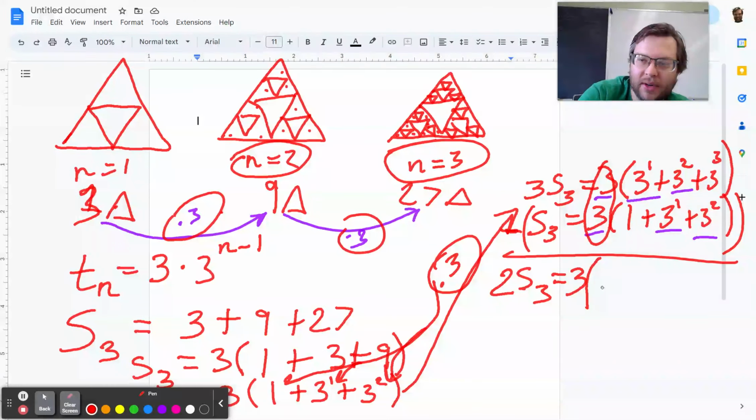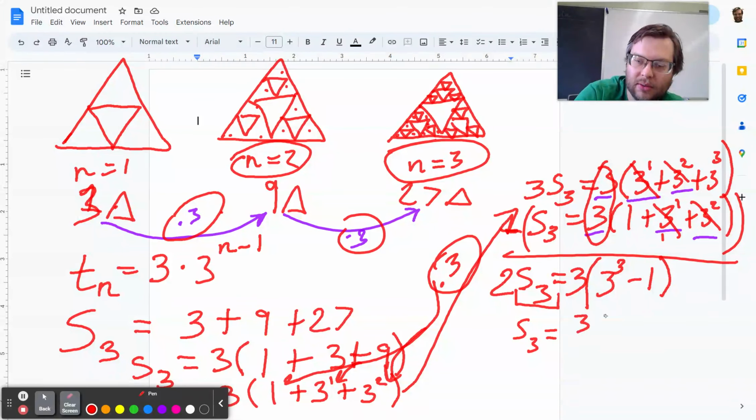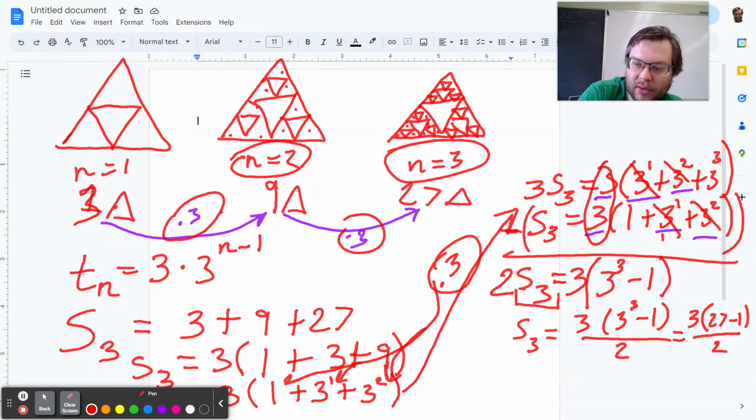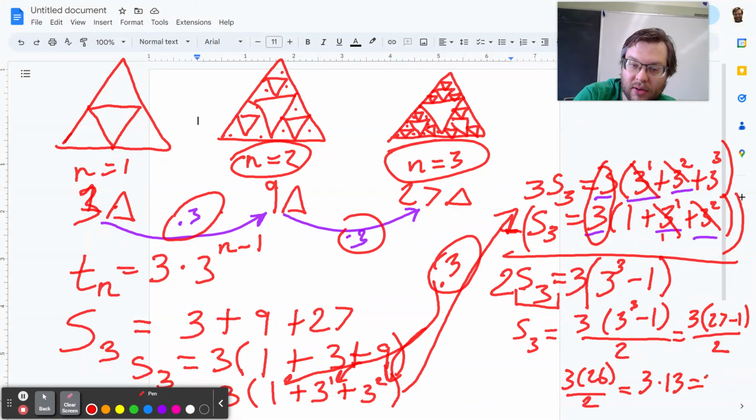And on the inside of the parentheses, 3 to the first minus 3 to the first is 0. 3 to the second minus 3 to the second is 0. I have 3 to the third minus 1. And that means that the thing I actually care about, S3, I can get by just dividing by 2. 3 times (3 to the 3 minus 1) over 2. If you actually want me to go through and calculate that, I'd go 3 times (27 minus 1) over 2, which is 3 times 26 over 2. 3 times 13 is 39.